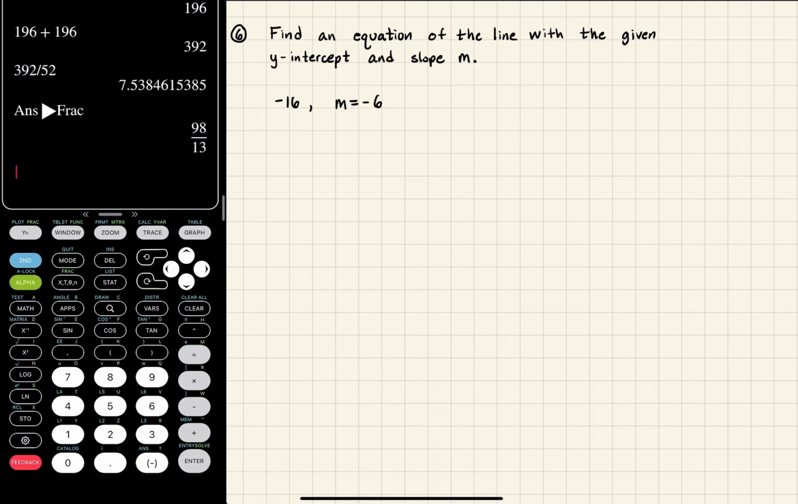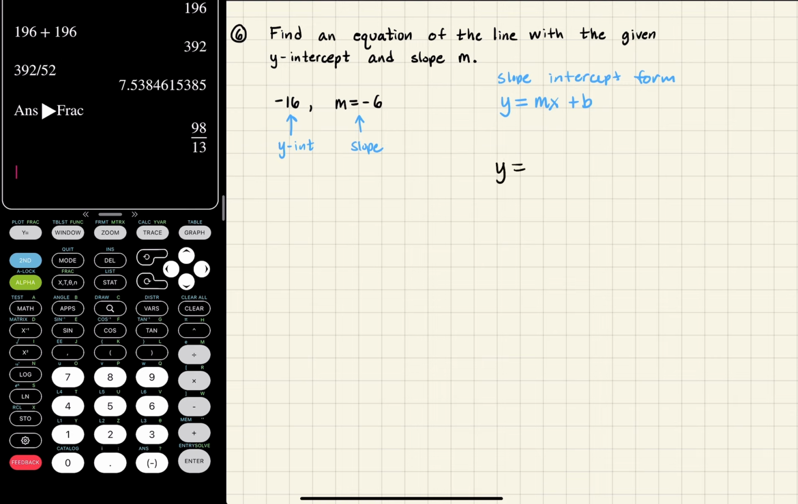Here we're asked to find an equation of the line with the given y-intercept and the given slope. So it looks like this is our y-intercept and this is our slope. And we just have to remember the slope-intercept form of a line is y equals mx plus b. That's the slope-intercept form, which makes sense to use because we were given the slope and the y-intercept. So we actually already have the information we need.